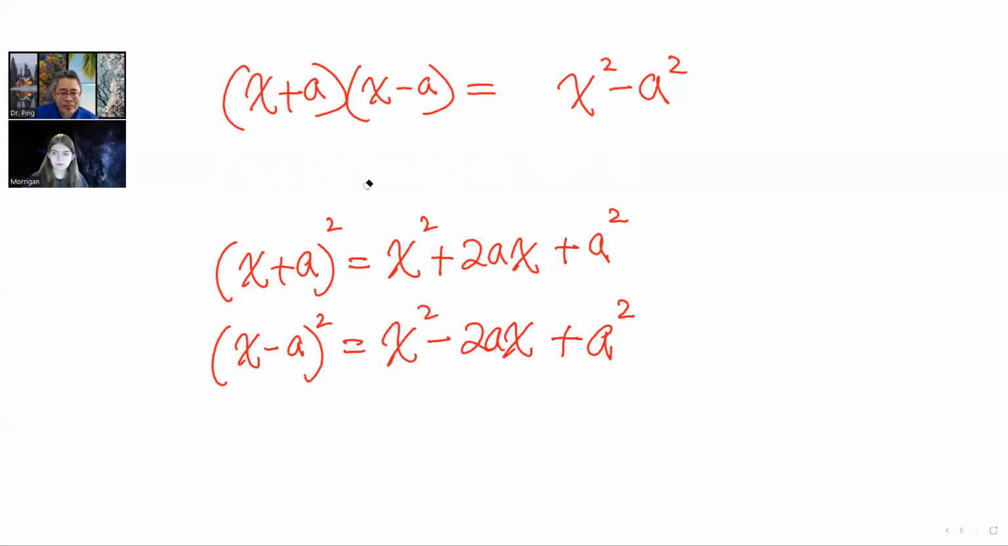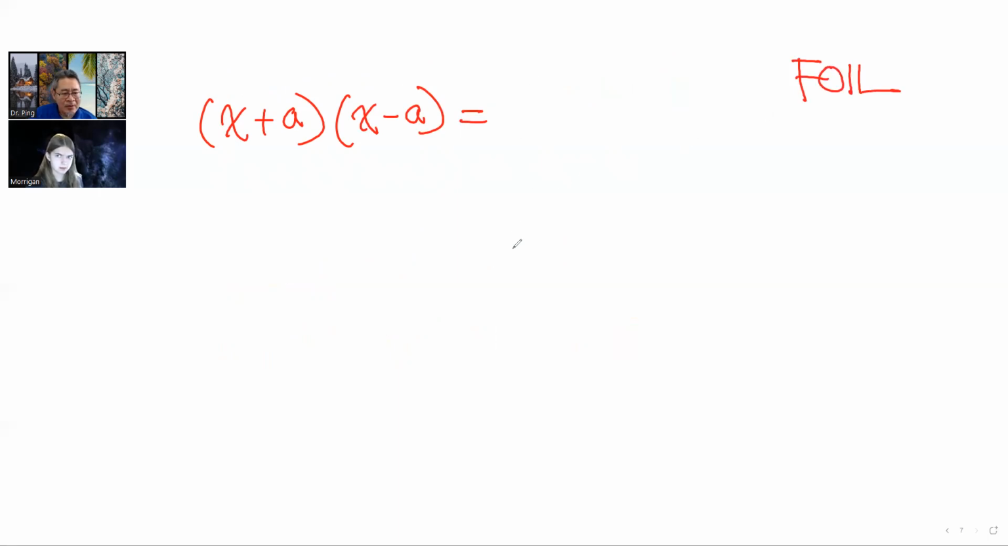And so how do we prove that? How do we prove that it's true? So we've got x plus a and x minus a. Do you remember the technique called FOIL? No. Okay, so basically the way we do it is x times x.